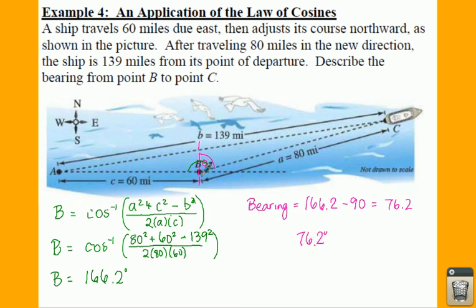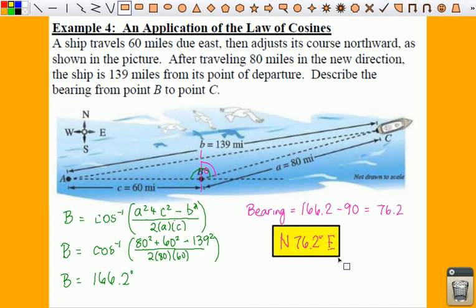So he is heading from here, he's heading northeast. So we would say he's heading 76.2 degrees north of east. So there's a bearing problem, which was not too horrendous.